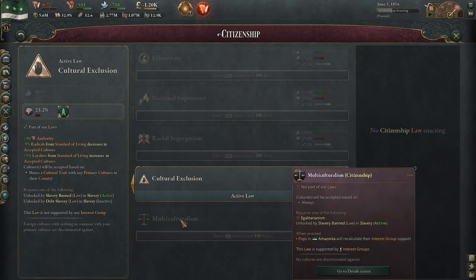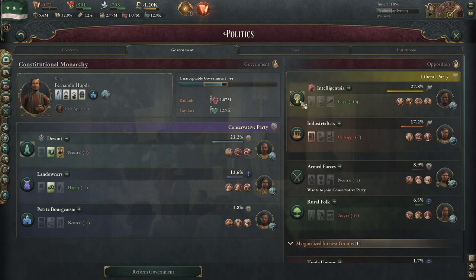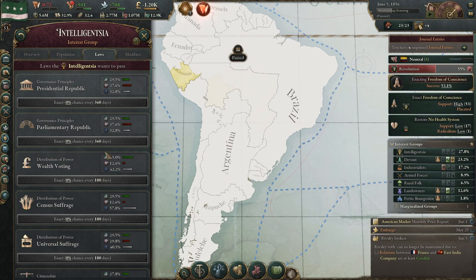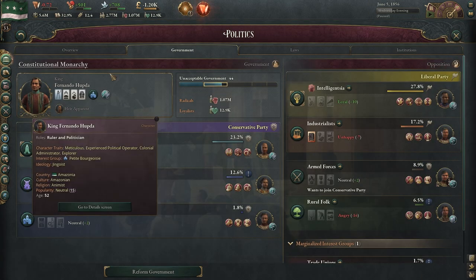The last one, and is super strong, is multiculturalism. You need a tech to unlock it and also ban slavery. And you need an interest group. So there is a lot of ands that you need to do. You need the interest group intelligentsia to be happy and let you endorse this good old multiculturalism. But once you get it, it is so strong.